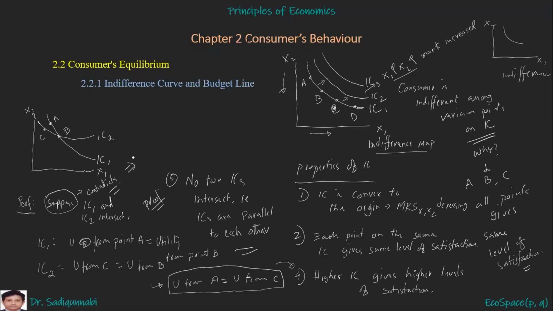So what is the decision now? The decision is that IC1 and IC2 never cross. Okay.